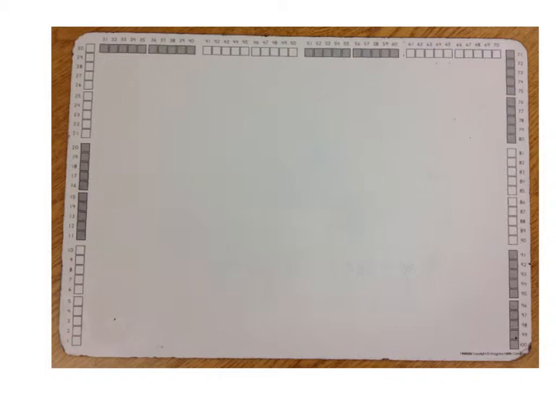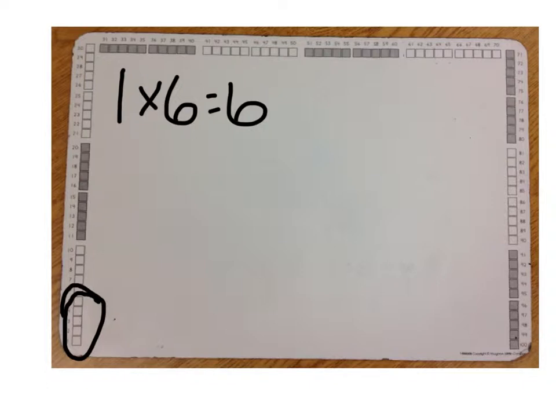Okay, you should have your math board out. From your math board, we are going to do what we've been doing with finding our groups. The first thing we're going to do is circle a group of 6. So now we have one group of 6, and that equals 6. And now we need 2 groups. So I'm going to do another group of 6, and now I have 2 groups of 6, and that equals 12.